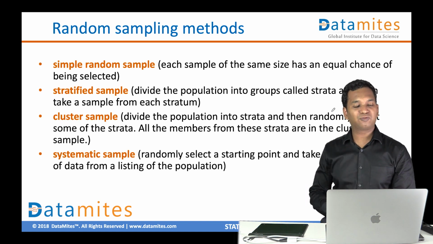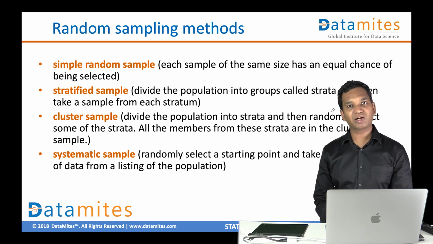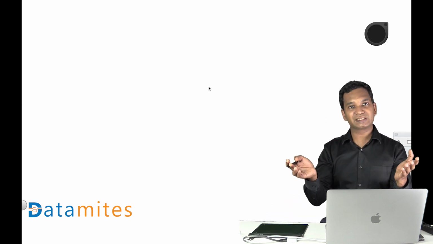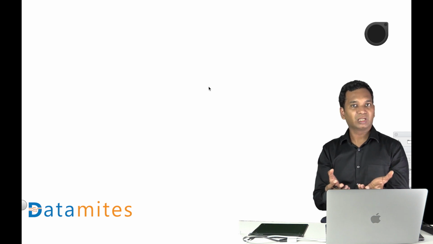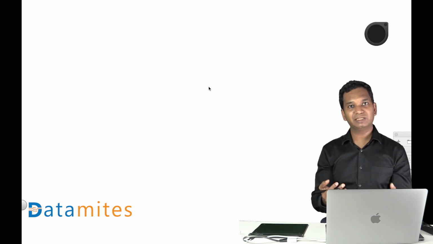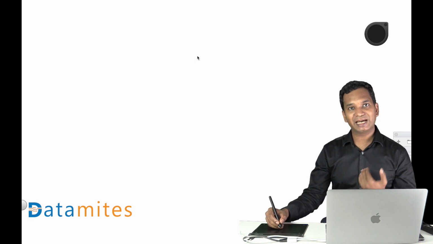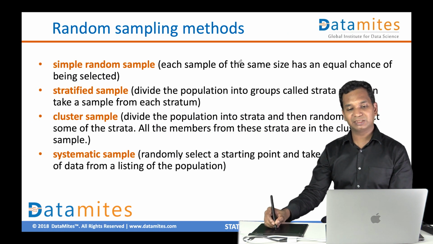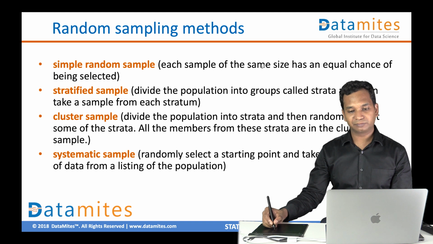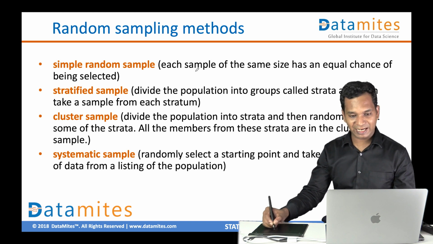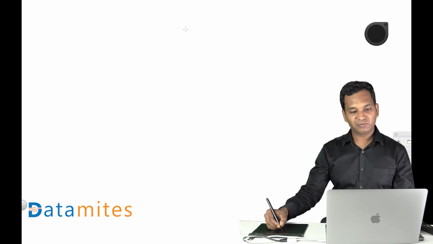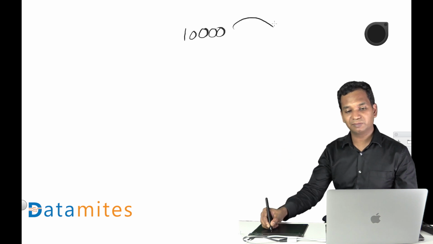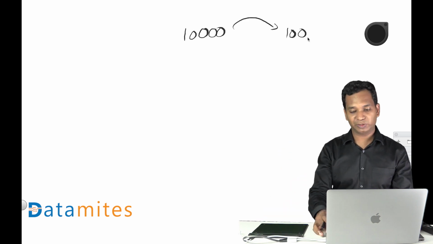There are 4 different methods of random sampling, starting with simple random sampling. The one we have just seen is simple random sampling: out of 10,000 employees, I'm taking 100 randomly. In simple random sampling, every employee has an equal chance of getting picked. Ignore the part about same size. You simply say that out of these 10,000, every employee has an equal chance of getting picked into this 100, because you are sampling randomly. That is simple random sampling.